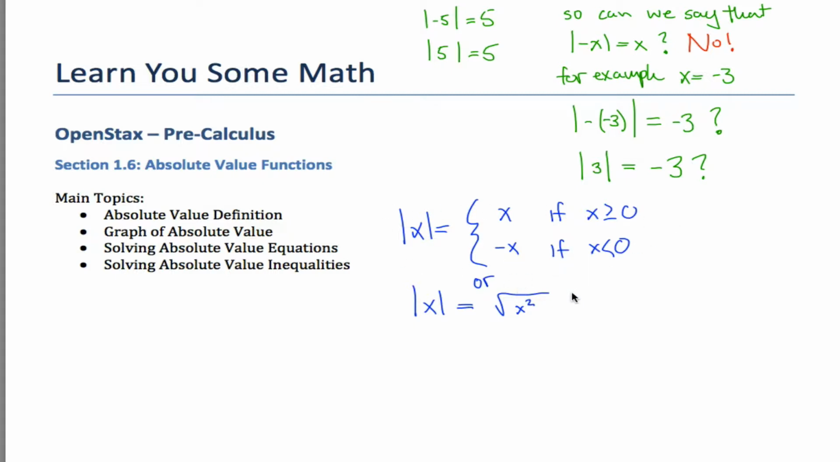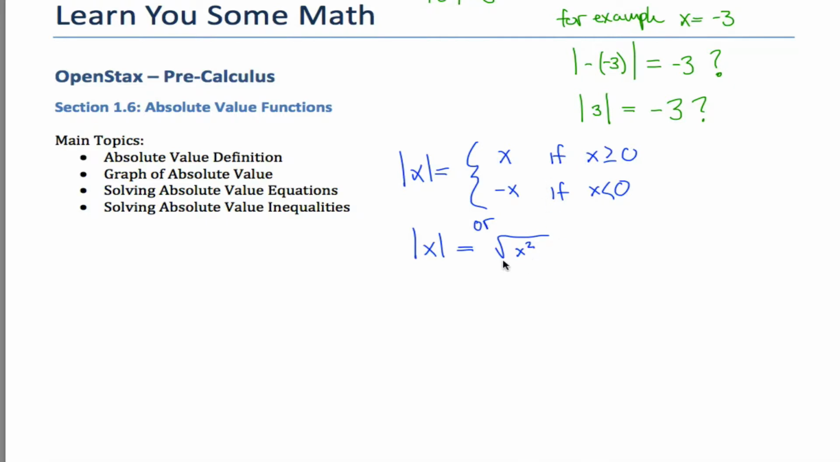To be perfectly honest, I think more important than either of these mathematical definitions is having an intuitive sense of what it means. So I'm going to say intuitively, the absolute value of x is the distance x is from 0.